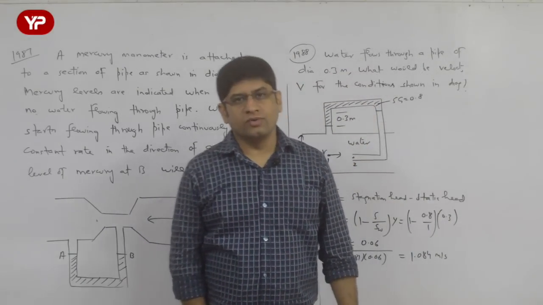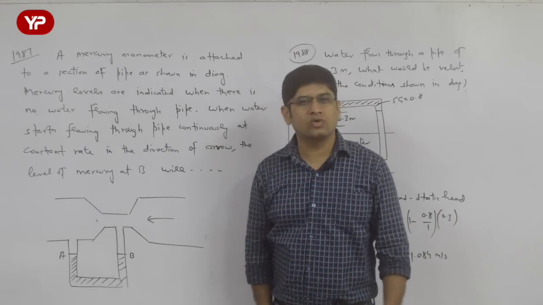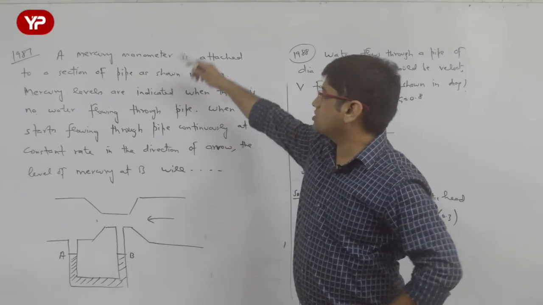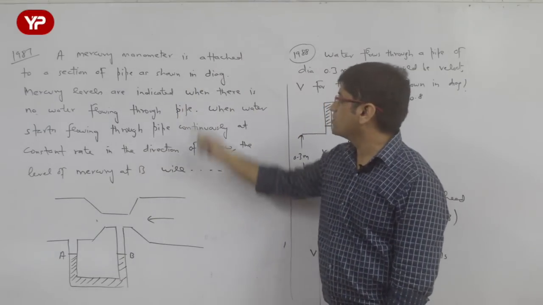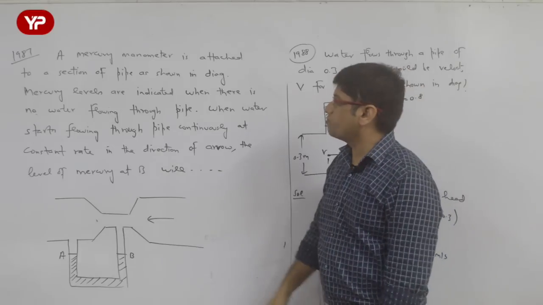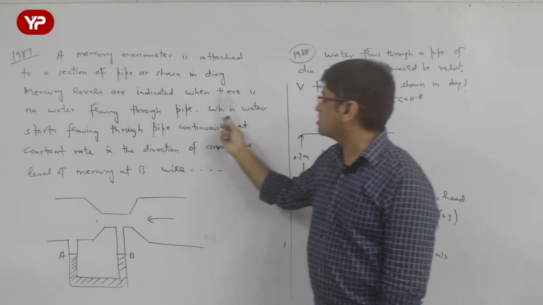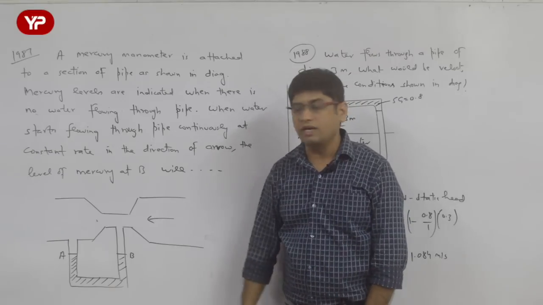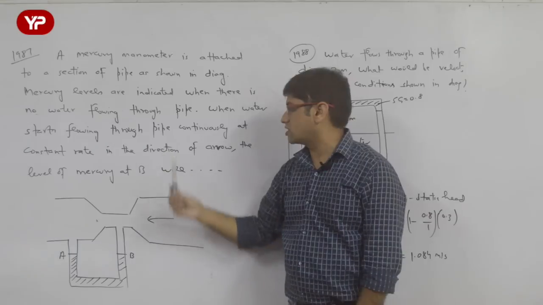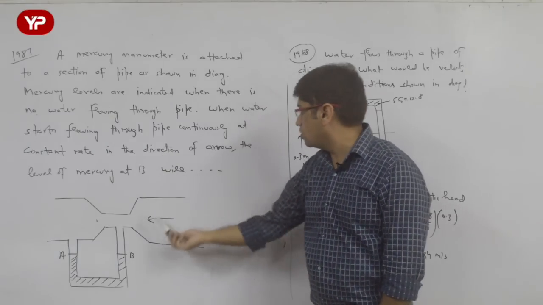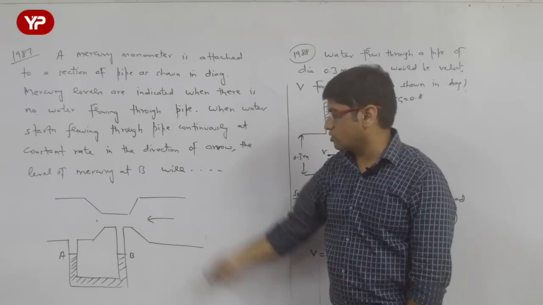Okay, so let's go for some numericals now on the basis of whatever we have done. So let me read some questions here. This was a question asked in the 1987 GATE exam. A mercury manometer is attached to a section of pipe as shown in the diagram. Mercury levels are indicated when there is no water flowing through the pipe. When the water starts flowing through the pipe continuously at constant rate in the direction of the arrow, the level of mercury at B will... So what is going to happen?